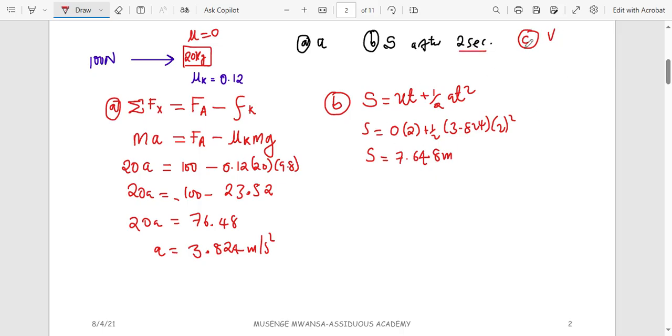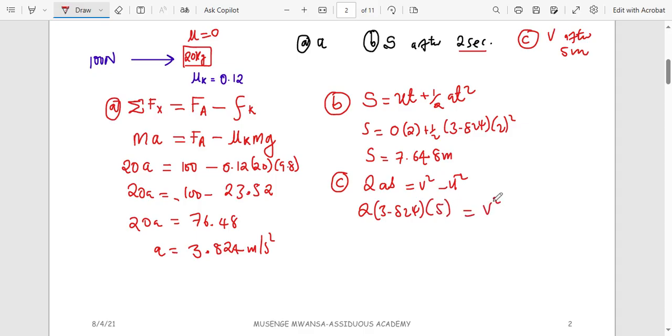Part C of the question, we want to find the final velocity that it is going to have, let's say after covering a distance of 5 meters. For that one, we can use another equation of motion: 2as is equal to v squared minus u squared. This will be 2, the acceleration 3.824, the distance covered is 5, is equal to the final velocity, which is what we want, because we are taking it that this box started from rest, so the initial velocity is 0.